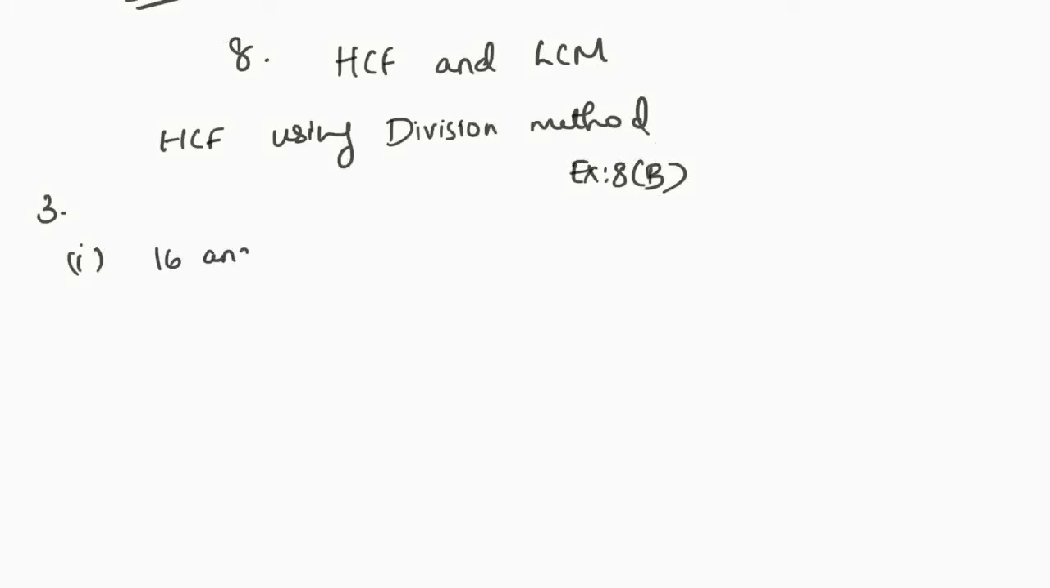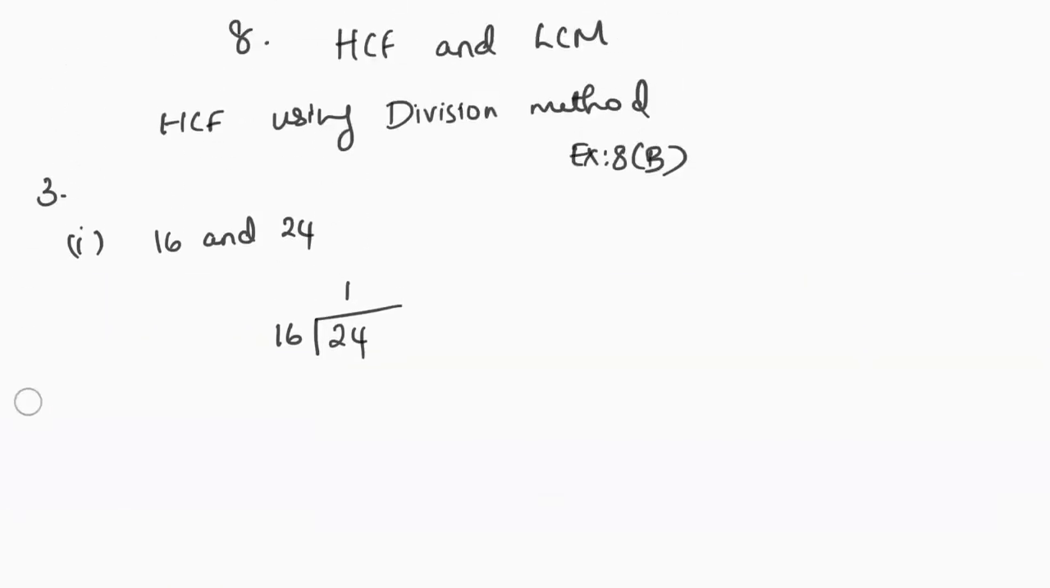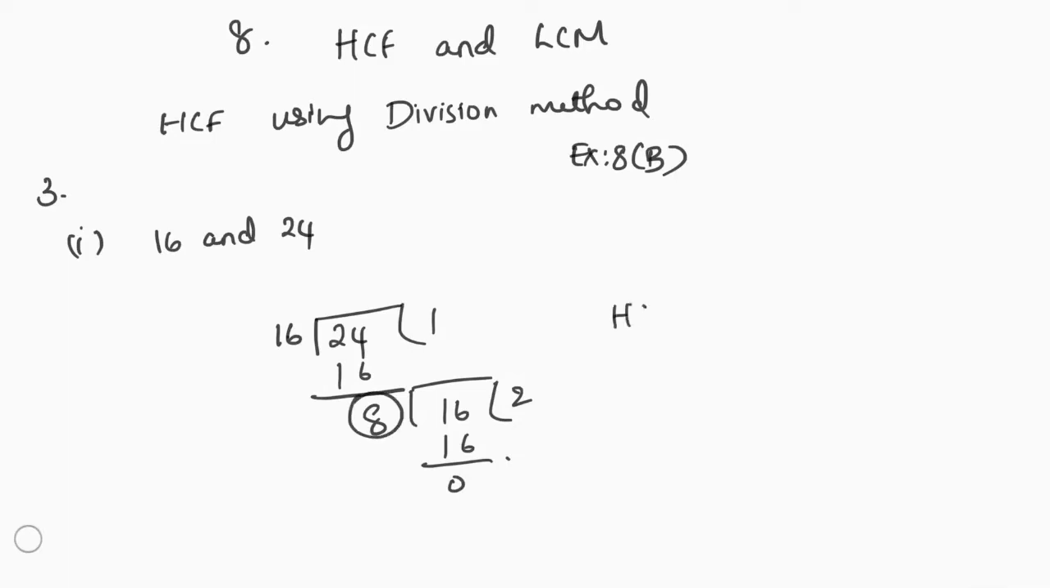Question number 1, 16 and 24. So how do we do it? Use the division method. You can write 24 and 16 outside. How many times will 16 go in 24? One time. So 1 time 16, remaining is 8. Now, as I explained in the previous class, 16 comes here. 16, how many times? 2 times. 2 8s are 16, 0. So what is our HCF here? HCF will be equal to 8.